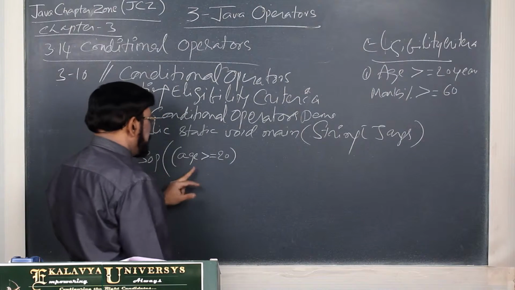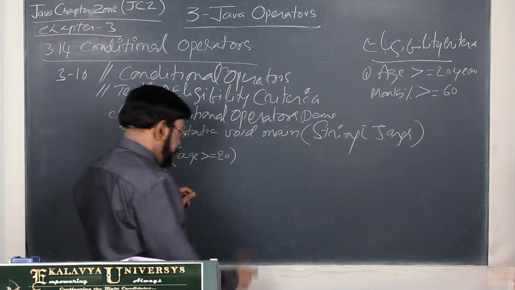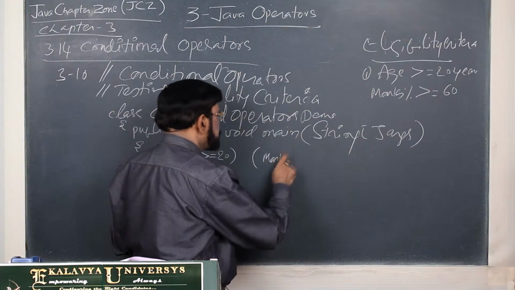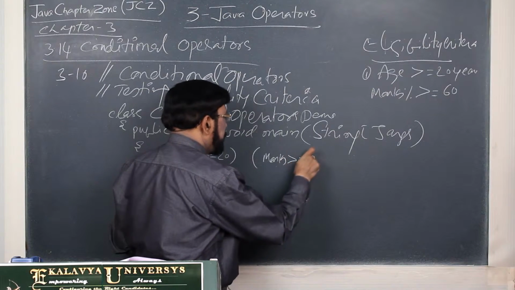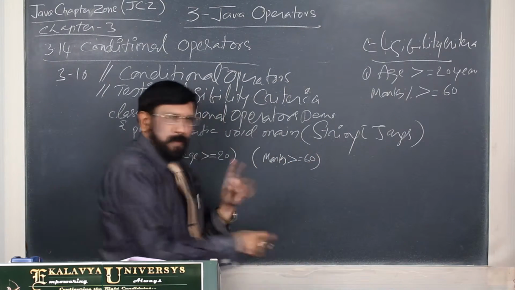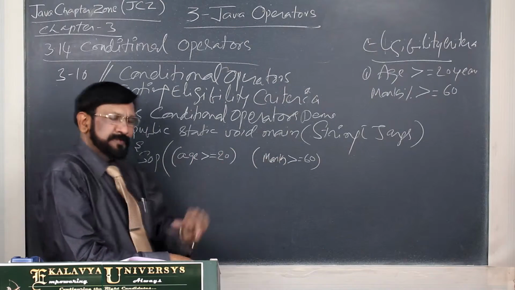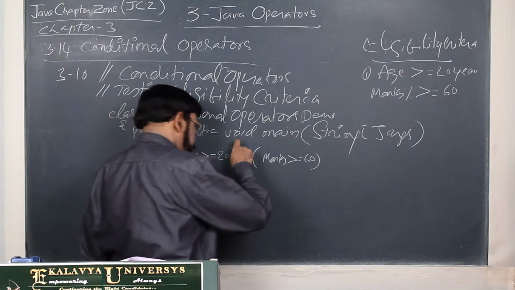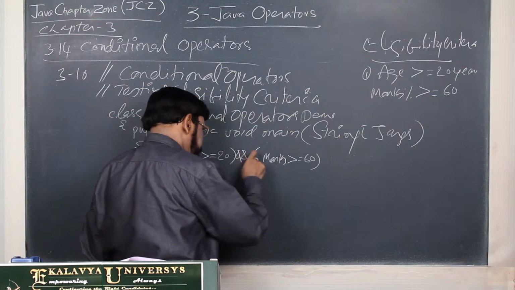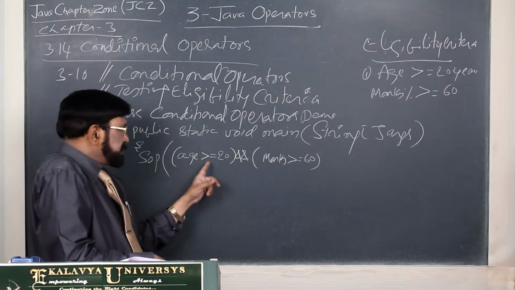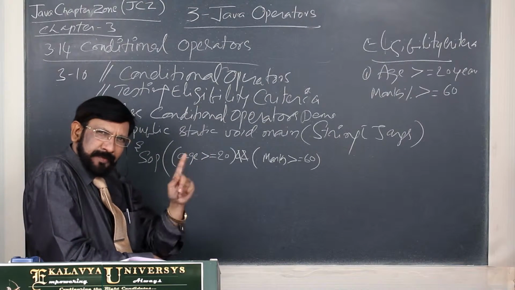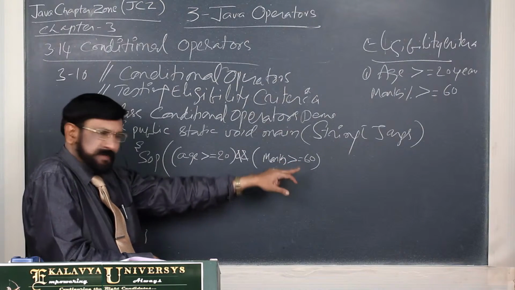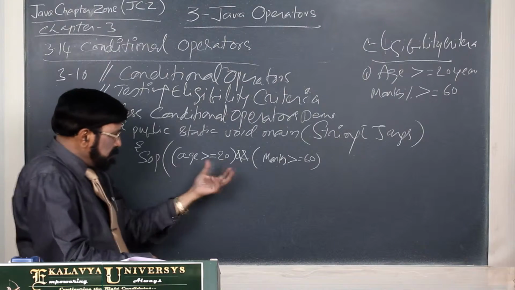Okay. Now then one more condition is there. What is the one more condition? Marks: marks greater than or equal to 60. Now two relational expressions we have written, but there is no connection between them. If he satisfies both the conditions, age wise his age should be 20 years or more, and marks percentage also 60% or more. So then only we connect.